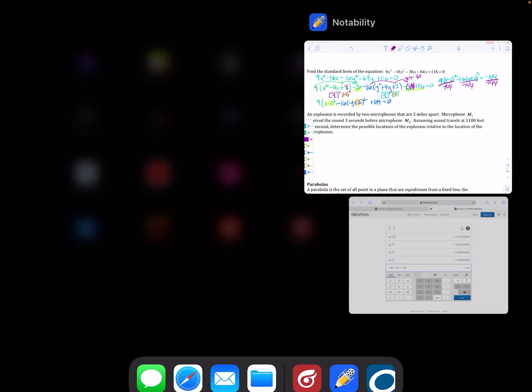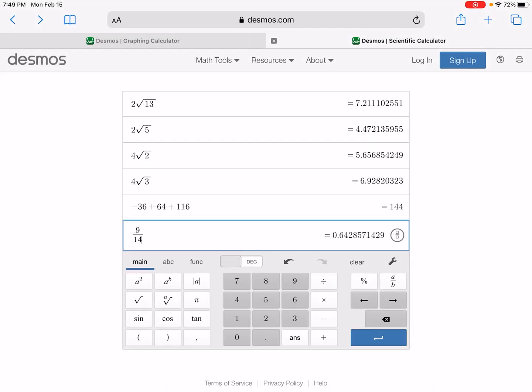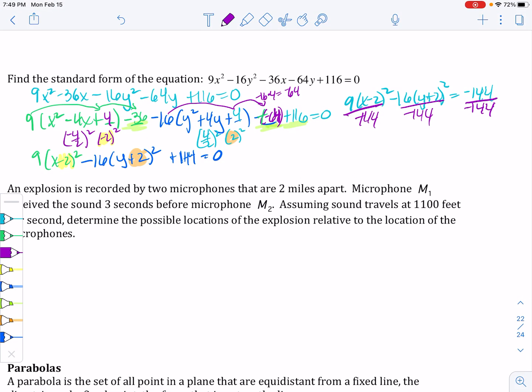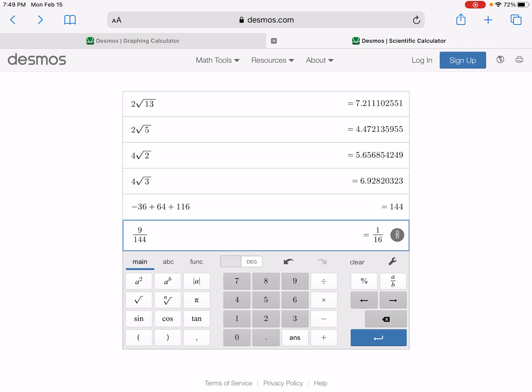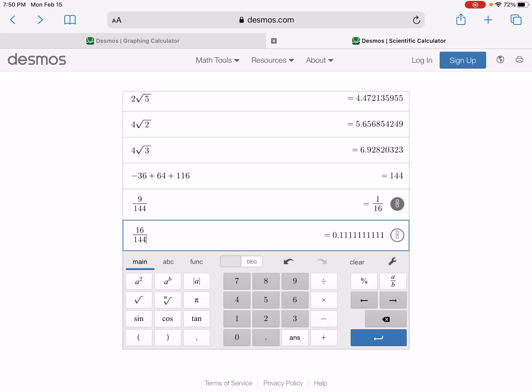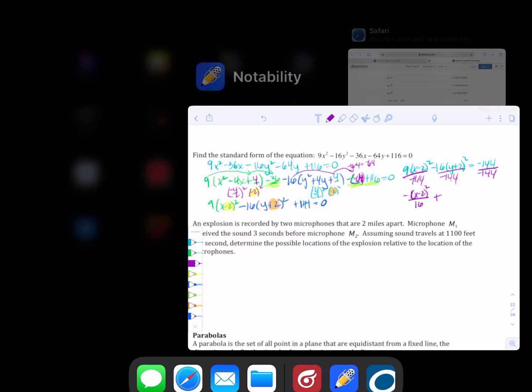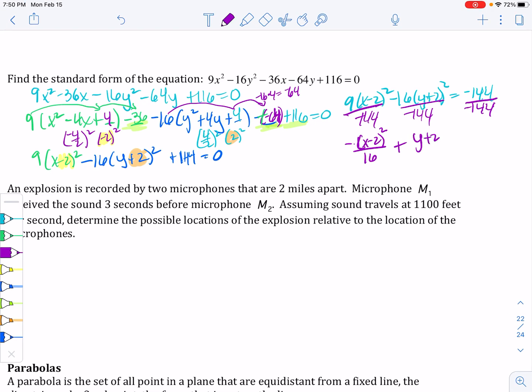So if we do 9 divided by 144, and you can math frac it on your TI calculator or do the fraction button on this one, so 1/16. So this will be negative (x minus 2) squared over 16 plus, and then if we do 16 over 144, that will give us 1/9. So then that gives us (y plus 2) squared over 9, and then negative divided by negative is positive, so 1. Okay. So now this looks a little different.